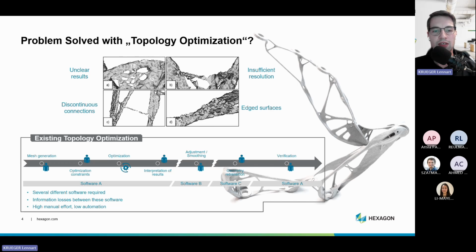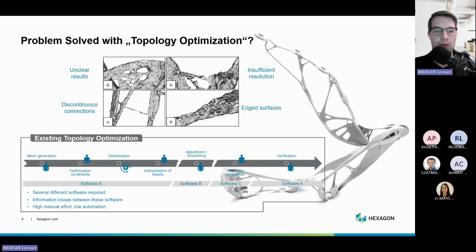And because of this, you need to switch to a different software and maybe to a different human person who then tries to create out of this optimization result a new CAD file or geometry, maybe with some smoothing and so on, or sometimes also a complete reconstruction in the CAD software to get as close as possible to this optimization result. And then you need to go for verification once again in a different software done by an expert.